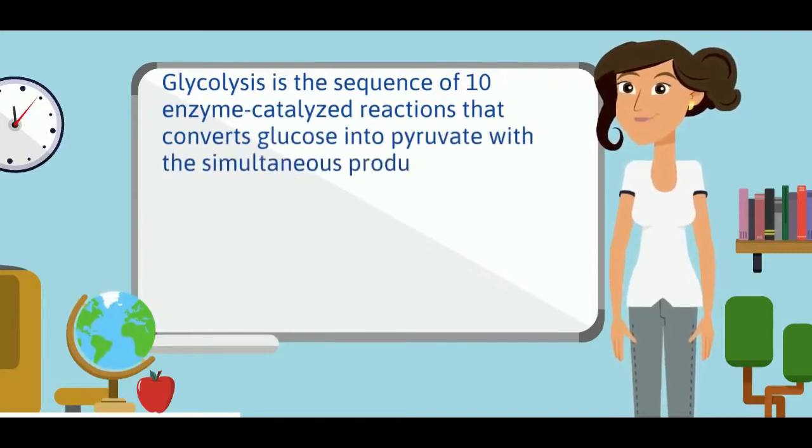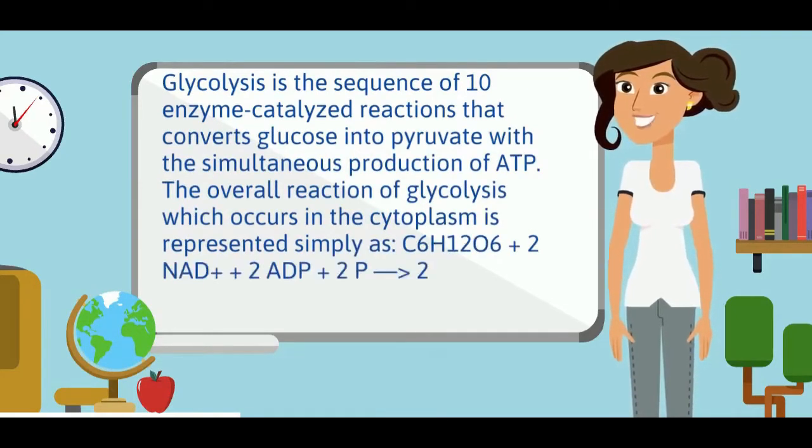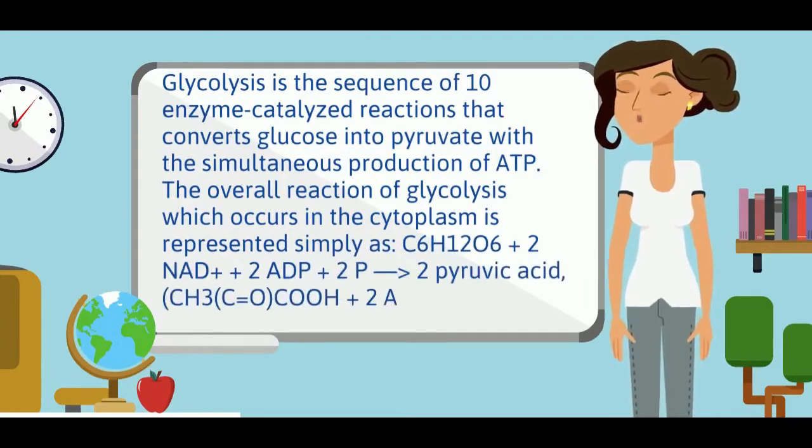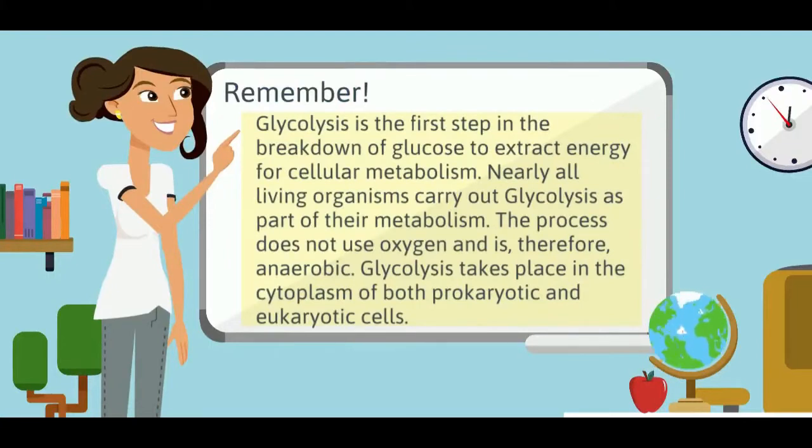The overall reaction of glycolysis, which occurs in the cytoplasm, is represented simply as C6H12O6 plus 2 NAD+ plus 2 ADP plus 2 Pi gives 2 pyruvic acid, CH3C=OCOOH, plus 2 ATP plus 2 NADH plus 2H+.